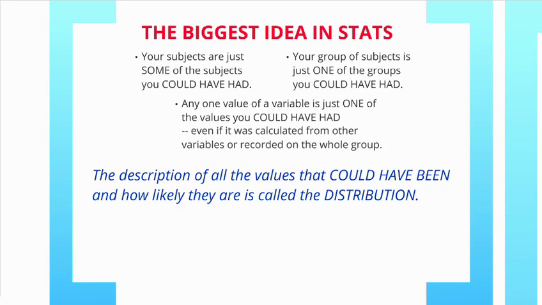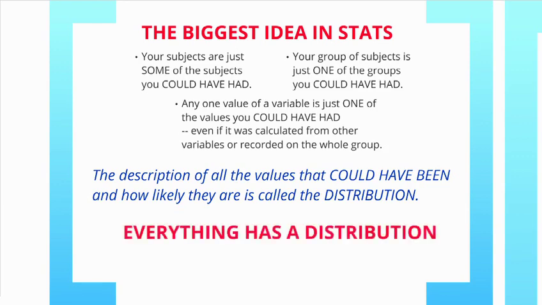Okay. The biggest idea in statistics, we're nearly there. It has 3 parts. Everything could have been something else. The description of all the things it could have been is the distribution. And the biggest idea in statistics is that everything has a distribution. Somewhere in the fabric of the universe, there is a description of everything that could have happened and how likely it was. Now, when we think of rolling a die, it's like 1/6 for all the options. But some things are more complicated than that.